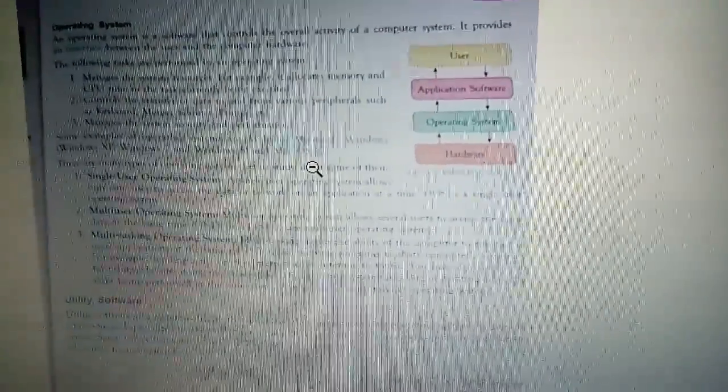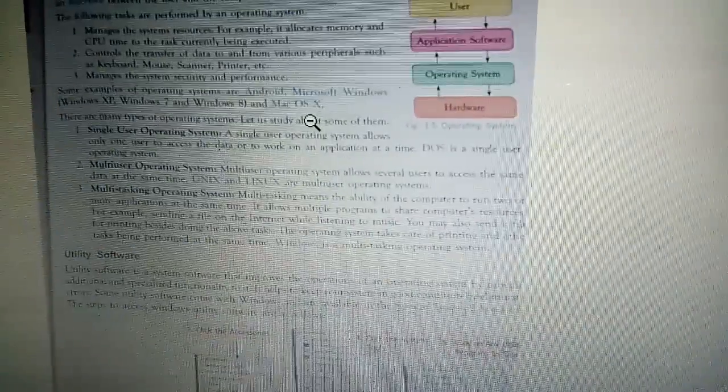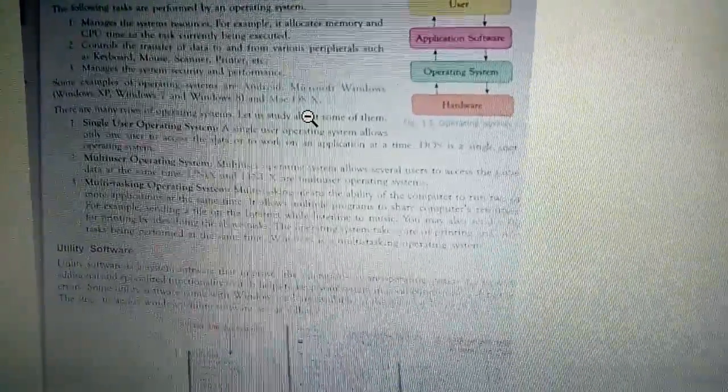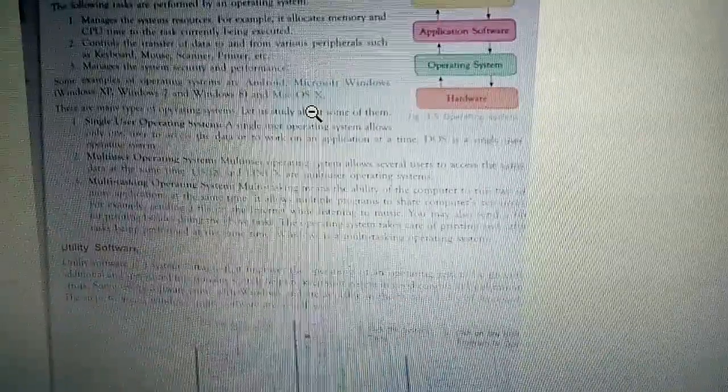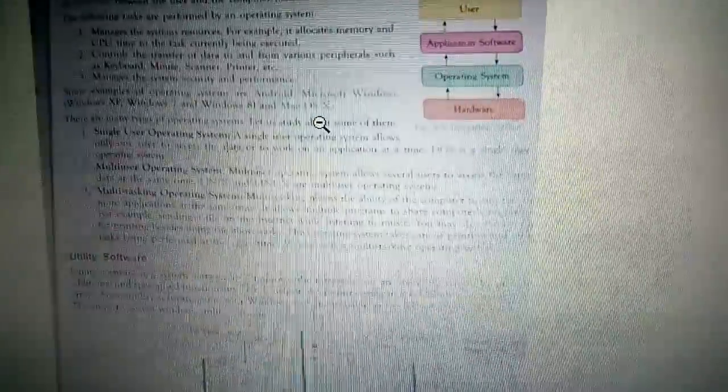Now there are many types of operating system. Let us study about the types of operating system. First one is single user operating system, second one is multi-user operating system, and third one is multitasking operating system.